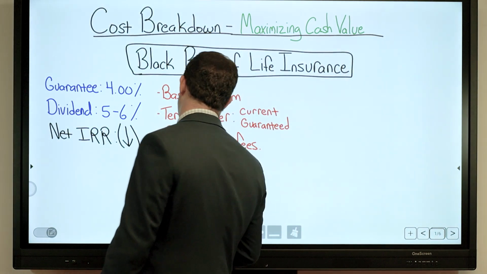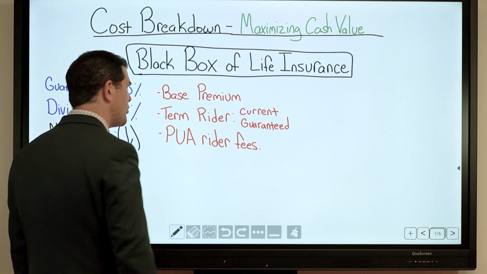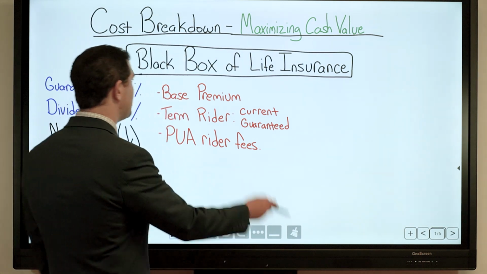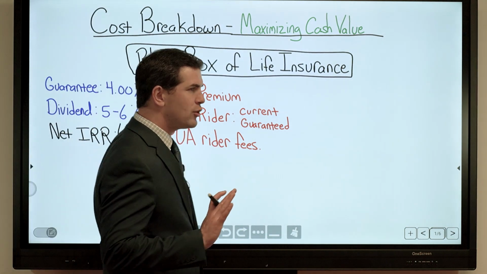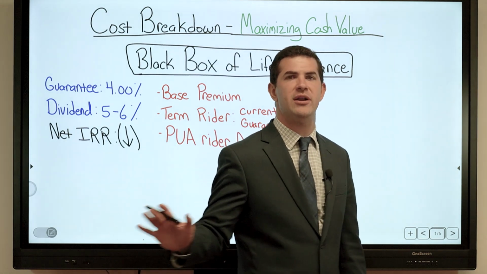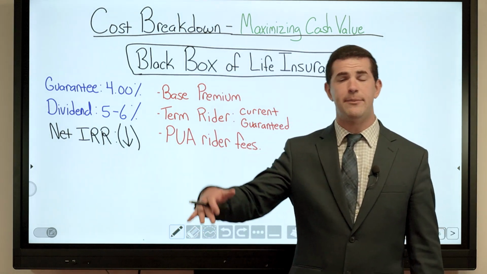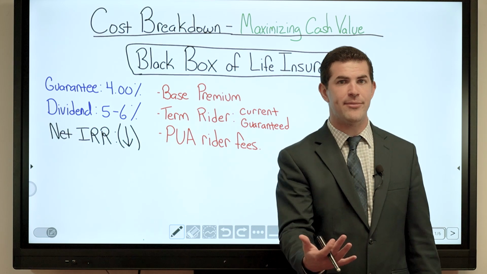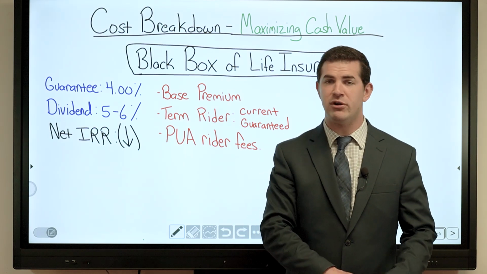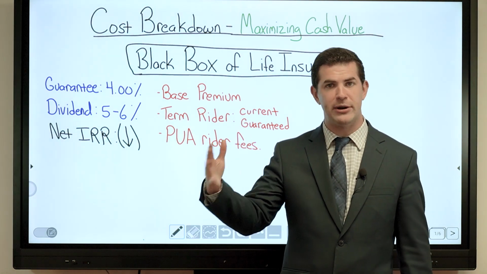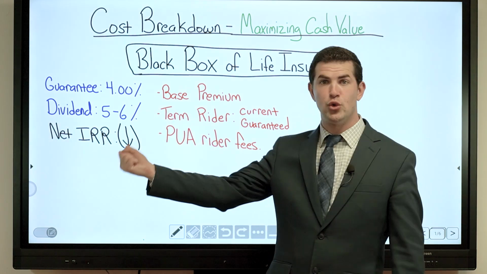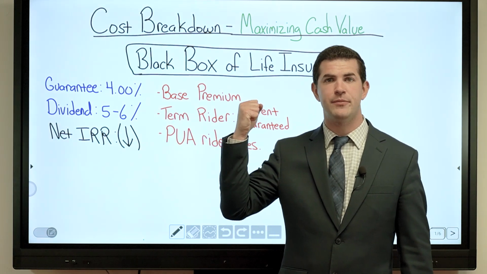We've got the base premium, term rider, PUA riders and fees. You know, when you take the base premium, dollars I pay towards that specific component of a life insurance policy, the company will overcharge me for the premium up front, and then eventually, typically beginning the second or third year, depending on the product, these dollars do come back to cash value for me.